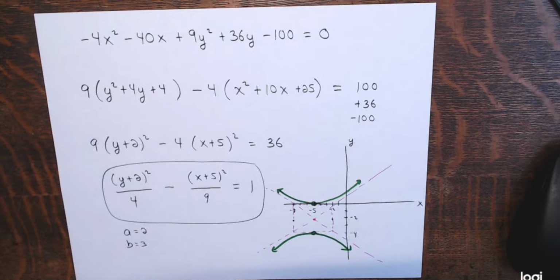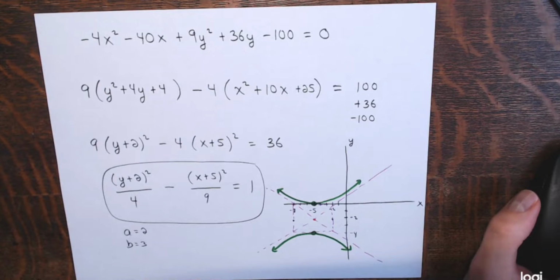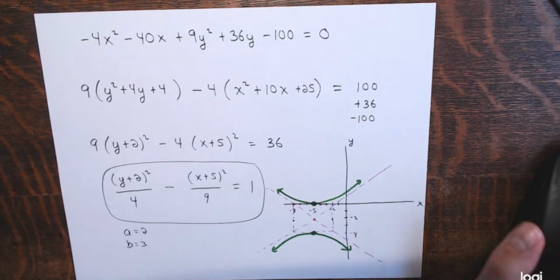Just remember that c squared was equal to a squared plus b squared, right? Just keep that in mind if you're ever asked to find the foci, that should help. Yeah, this is all we're asked to do here, is make this graph.